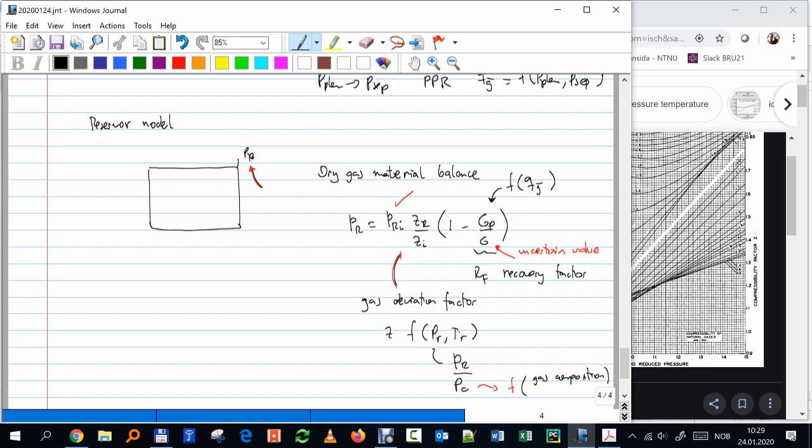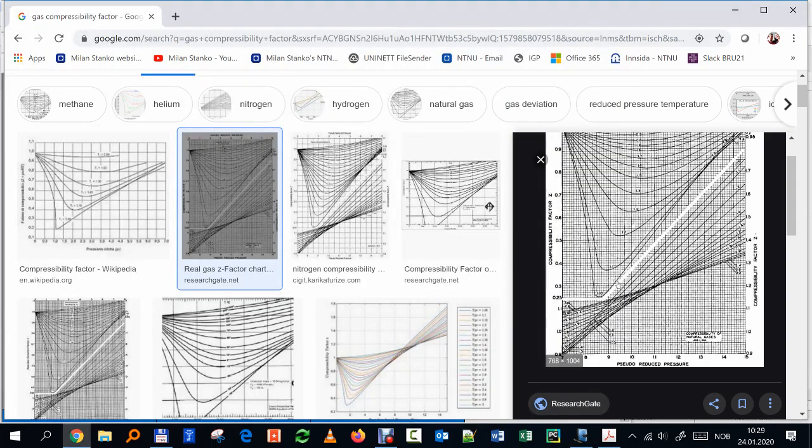And also the same thing for TR. TR is reservoir temperature divided by critical temperature, where that critical temperature is also a function of gas composition. Depending on how much methane, how much ethane, how much propane it has, the mixture has different critical conditions. So you fix those. So here you have Z. That's where you read it.